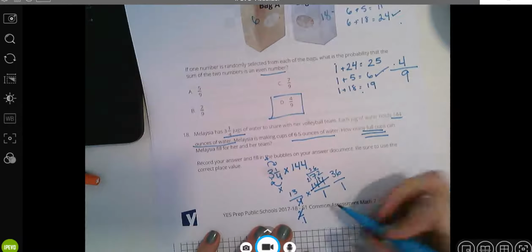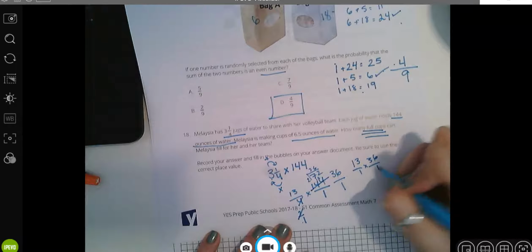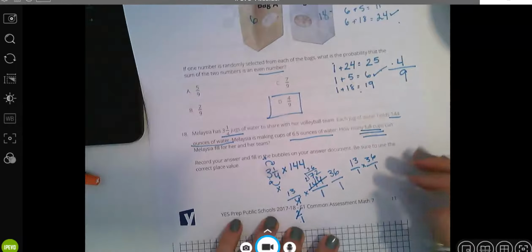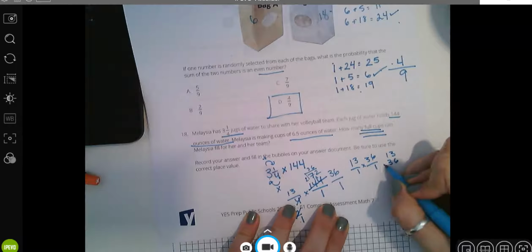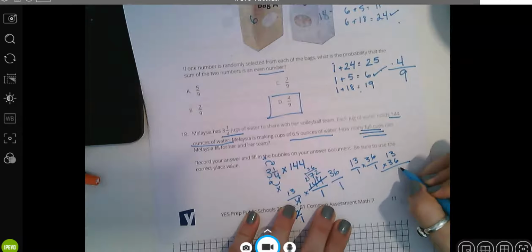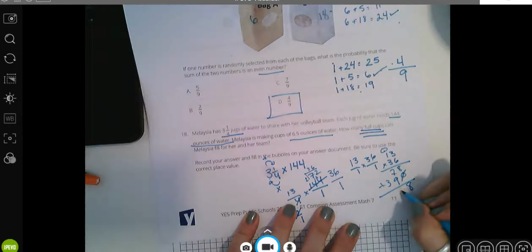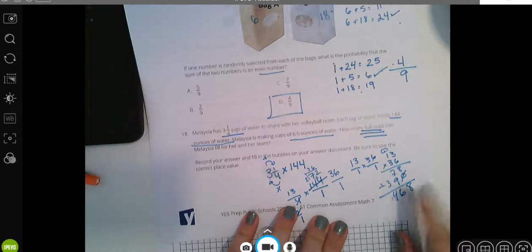The nice thing about simplifying first is that when I'm done, I know I don't need to simplify my fraction anymore. So now I'm just doing 13 times 36, which is going to be 6 times 3 is 18, 6, 7, placeholder, 9, 3, add them. Okay, 468. Do not write that into your answer. That's only the first part of the problem.